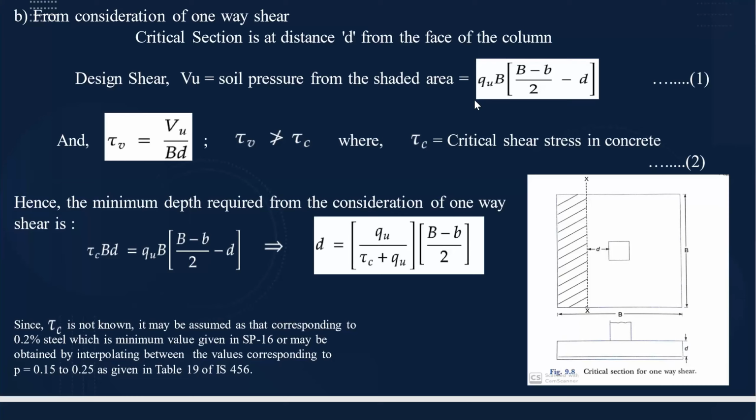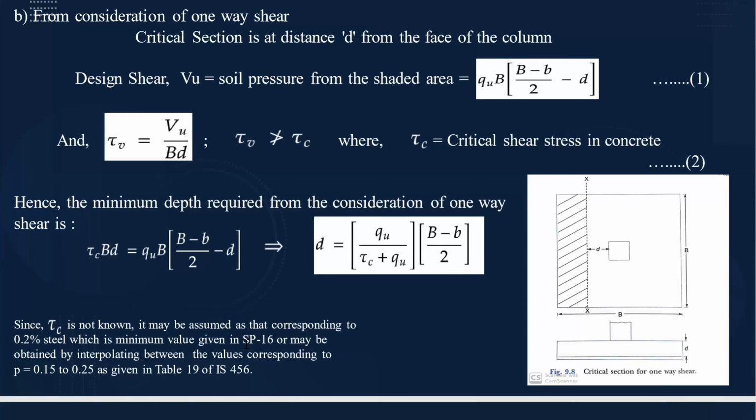So the depth comes out to be D is equals to QU upon tau C plus QU into B minus B by 2. Now you have to remember one thing. You don't have the value of tau C here. So the minimum value of tau C that can be used is for 0.2% of the steel.